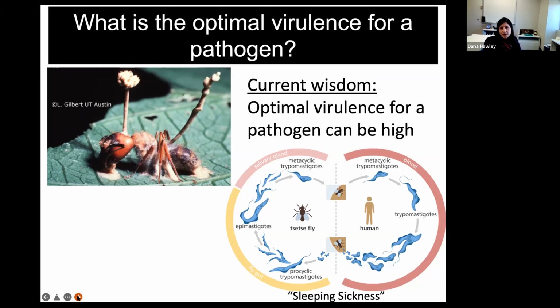And in fact, for many types of pathogens, optimal virulence can be quite high. And it's easy to imagine for these types of pathogen systems why high virulence may have a benefit for that pathogen. For example, turning your insect host into a mushroom likely helps facilitate dispersal of fungal spores. And causing your human host to go into this coma-like state may facilitate vector feeding by the tsetse fly vector, thus ultimately increasing fitness of the pathogen.